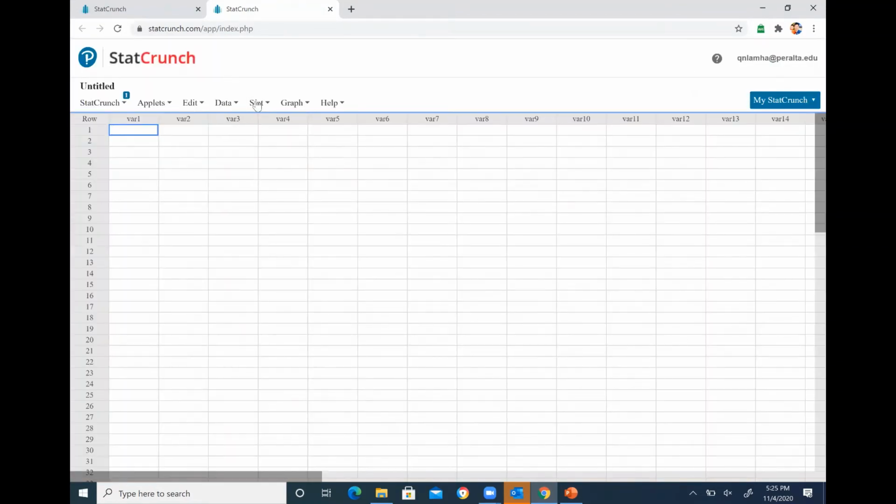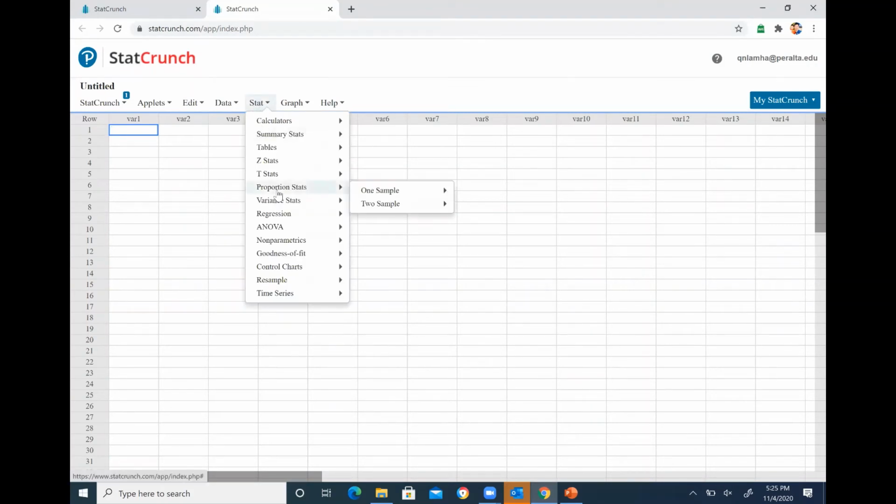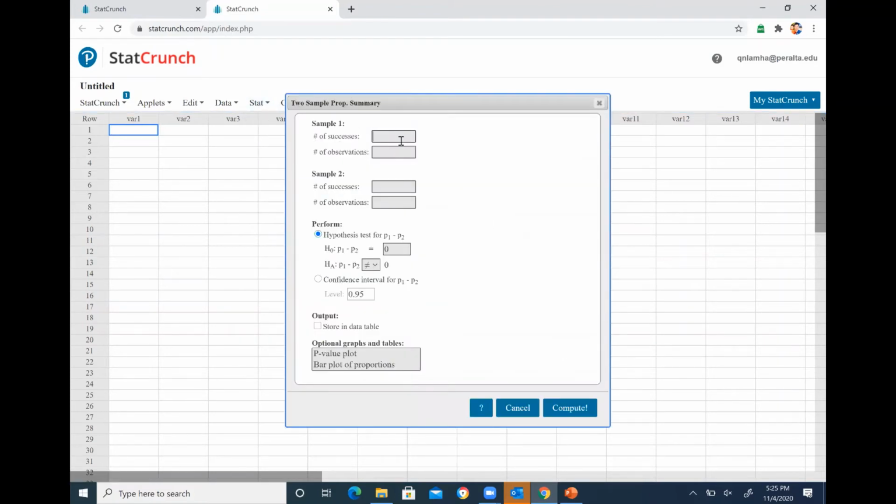Okay, we have this. Go to Stat, then Proportion Stat, two sample this time. With summary, number of successes for sample 1: we have 43% of 1,500. So we take 1,500 times 0.43, and we get 645. And here the number of observations is 1,500.